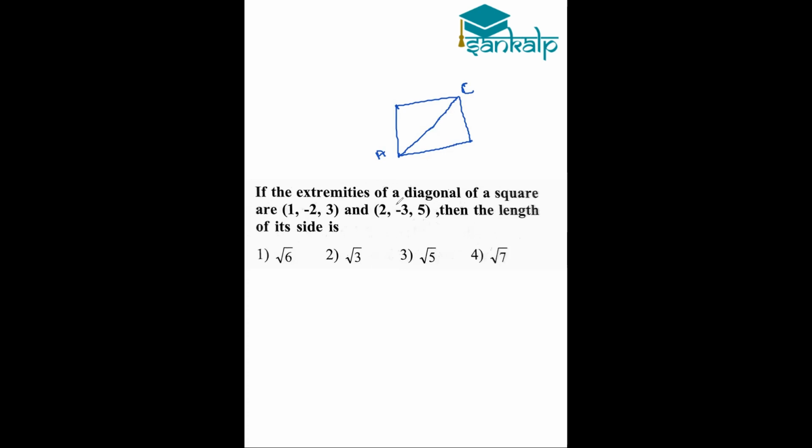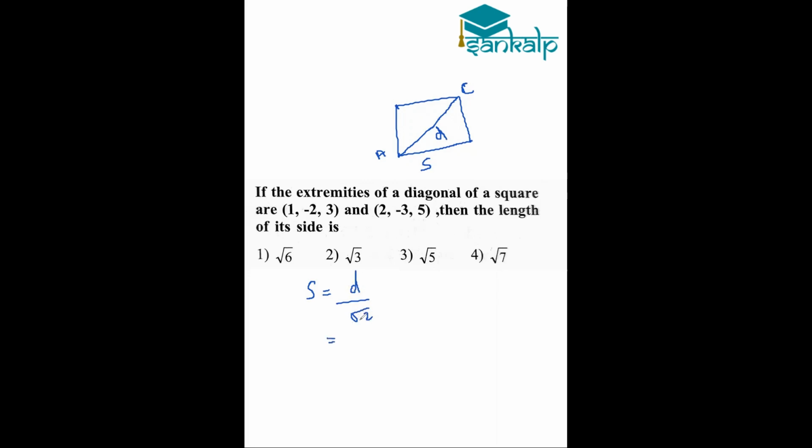So we need to calculate the distance D. If the extremities of a diagonal of a square are given, then we need the length of its side. D is the length of the diagonal and S is the length of the side. There is a direct relation between the side and the length of the diagonal, involving √2. The length of the diagonal is given by the distance formula.